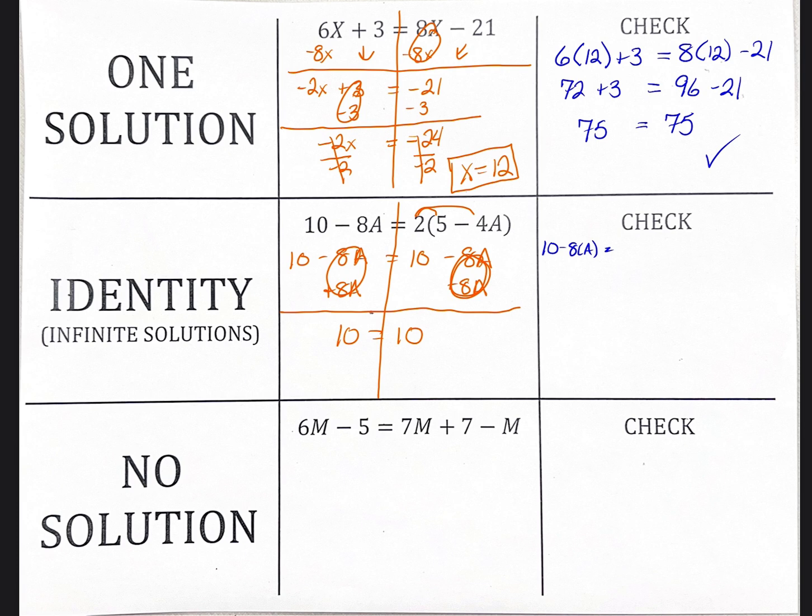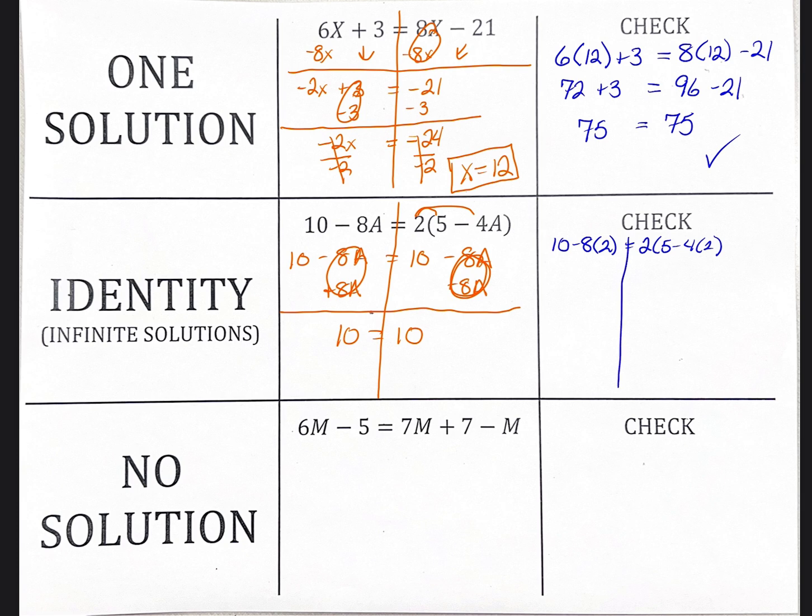So, and I didn't even write it right. Bear with me. All right, let's try this again. 10 minus 8 times 2 should equal 2 times (5 minus 4 times 2). All right, so let's go ahead and do our stuff here.